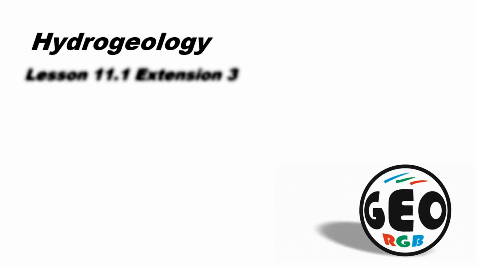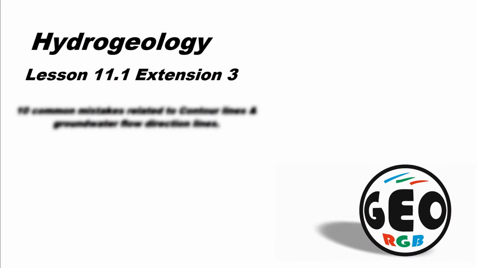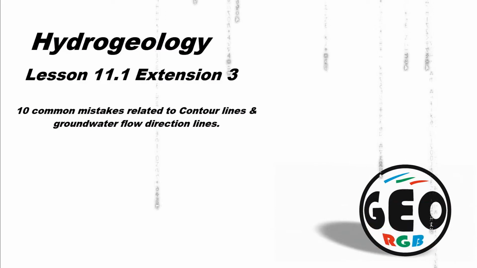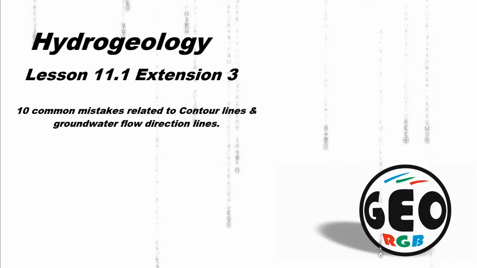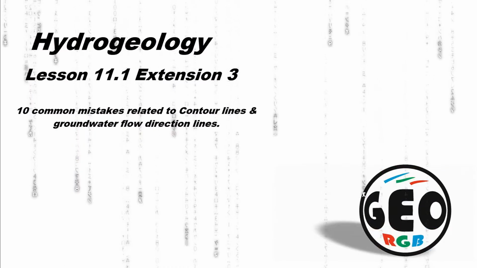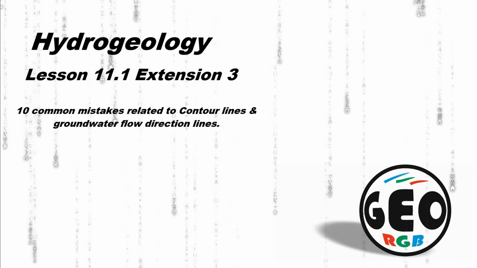This video is lesson 11.1 extension 3. In this video we are going to watch a summary of the previous hydrogeological videos. We are going to be talking about the 10 common mistakes related to contour lines and groundwater flow direction lines.